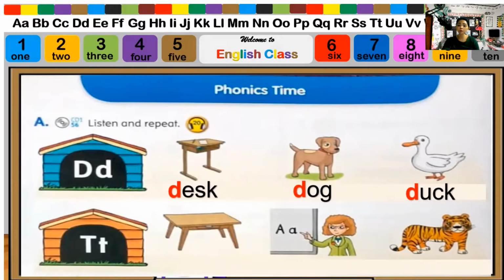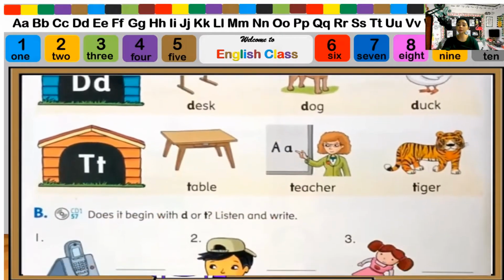So now we're going to the letter T. The first picture is table. Table. And then the second picture is teacher. Teacher. And then the last picture is tiger. Tiger. All right, let's continue.